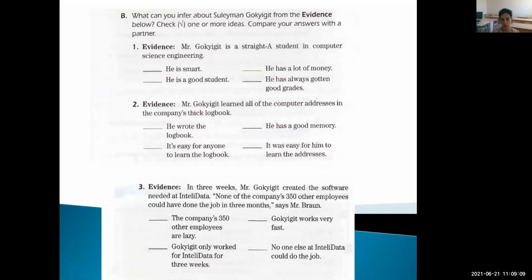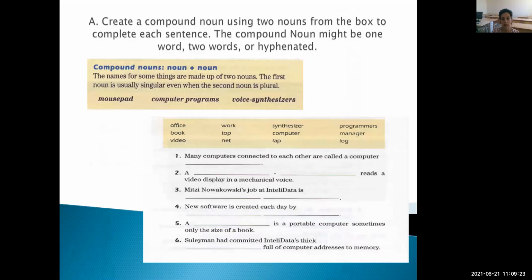The next one is what can you infer about Suleiman Gokit from the evidence below? Also, you have to tick, like in the previous exercises, evidences with their inferences. The next one is create a compound noun using 2 nouns from the box to complete each sentence. The compound noun might be 1 word, 2 words, or hyphenated. So it can be 1 word where 2 nouns are taken together. The second one where 2 words are used and written separately. And the third one where they are separated by a hyphen, which is called hyphenated.